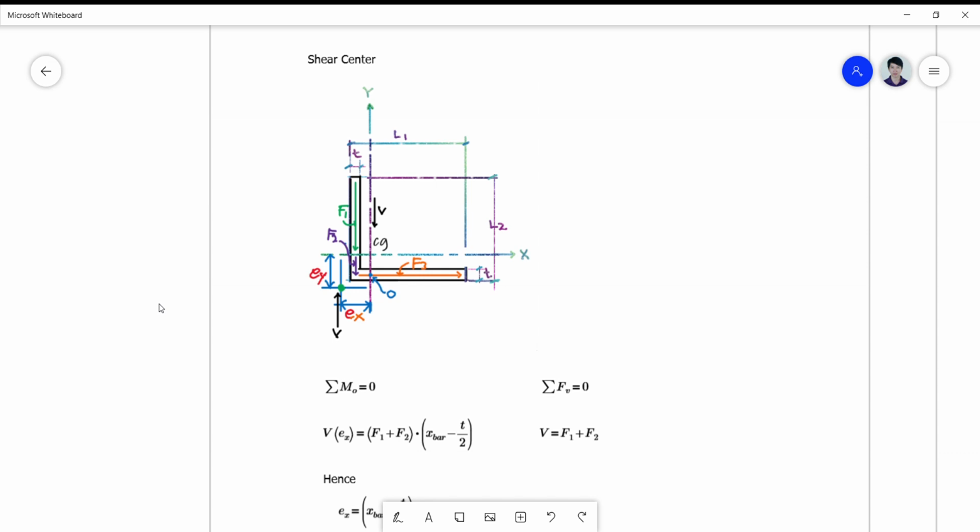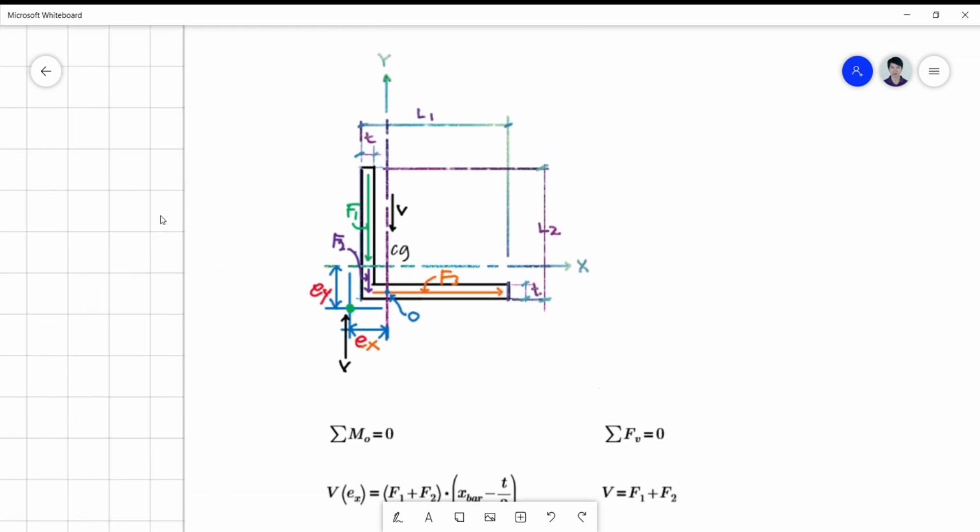Okay, guys, we're now going to prove the location of the shear center using very basic principles of mechanics. So I cannot give you a more detailed derivation on the shear center determination. This is the simplest that I can explain it to you. Okay.